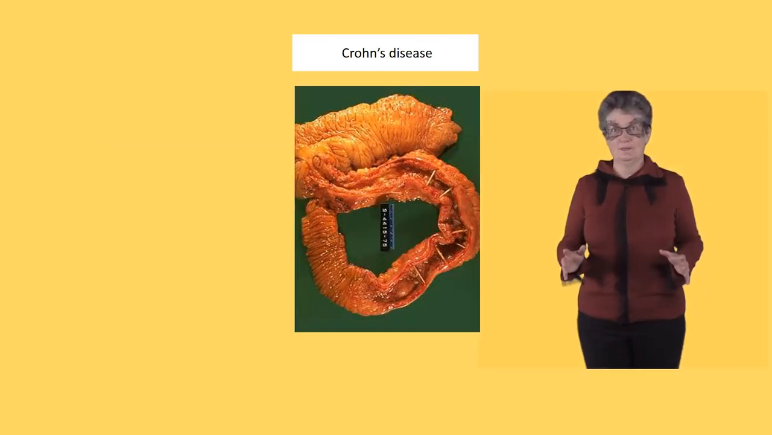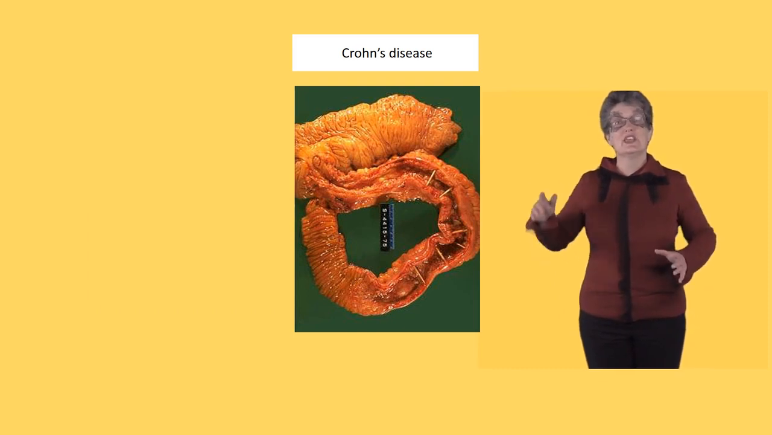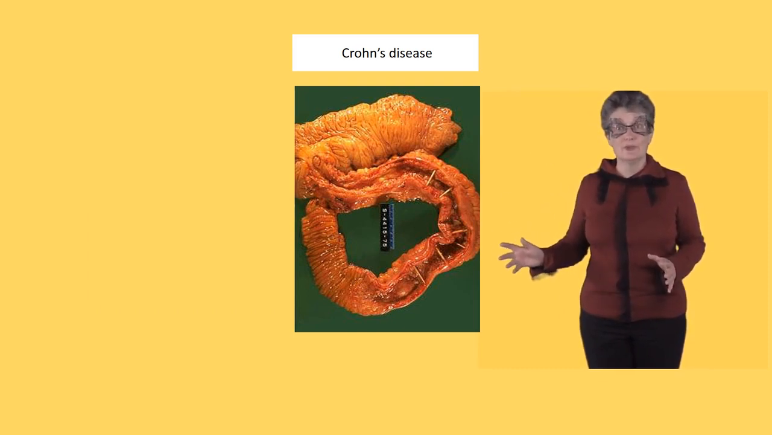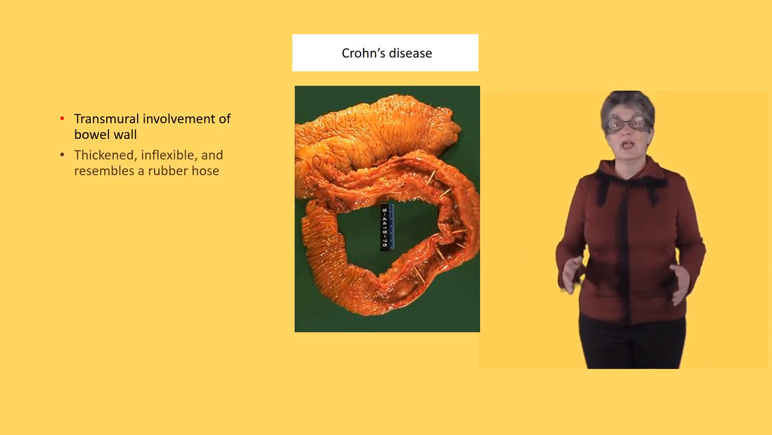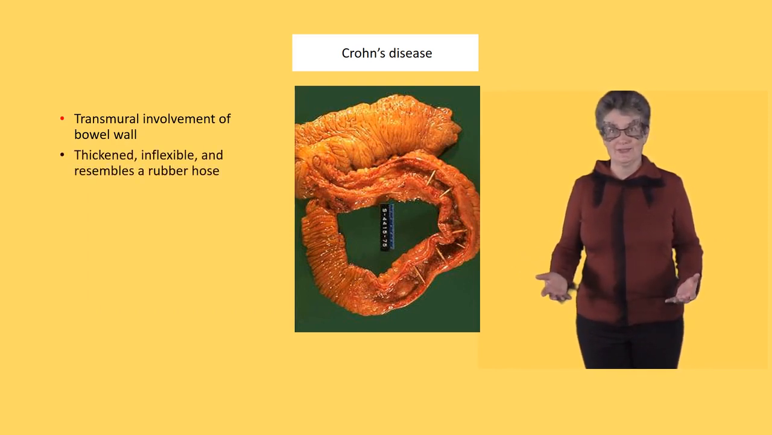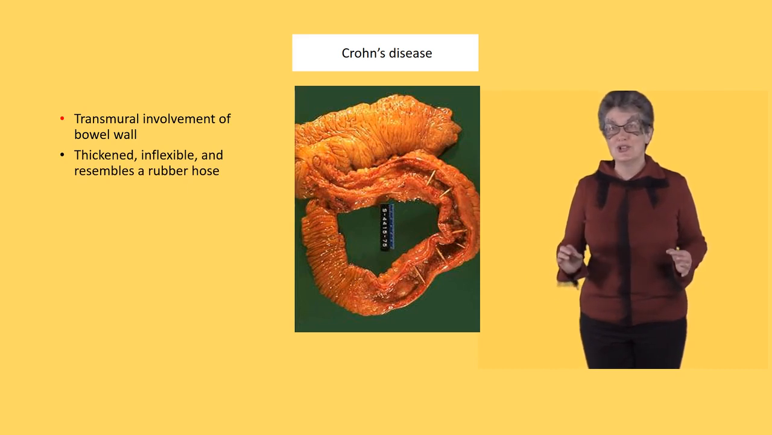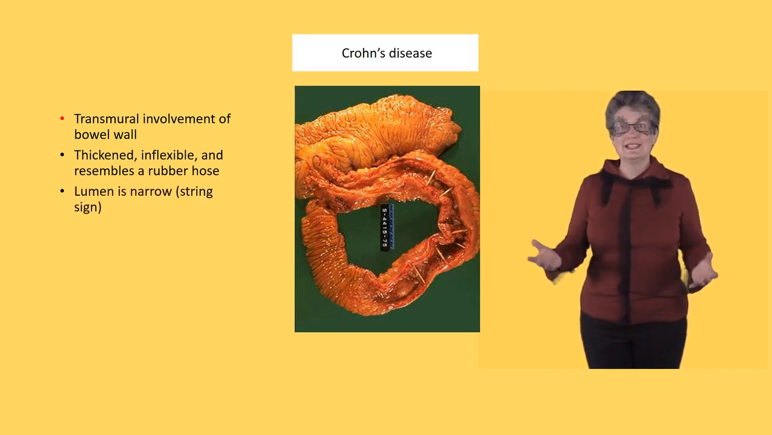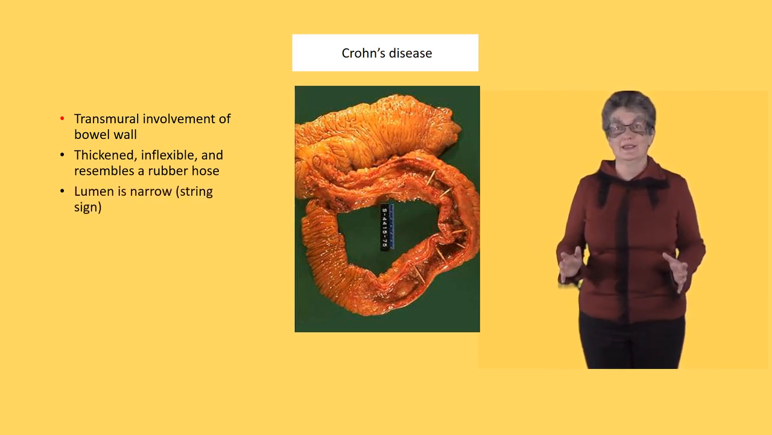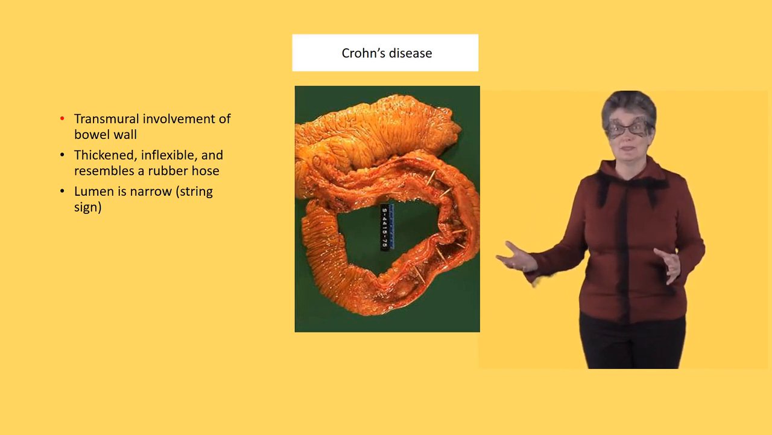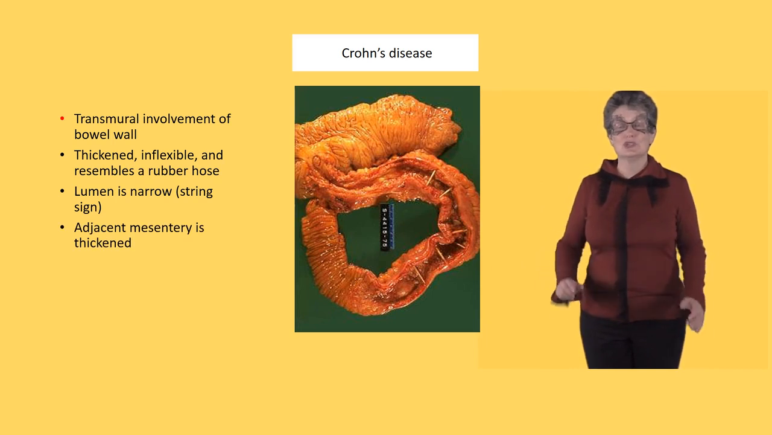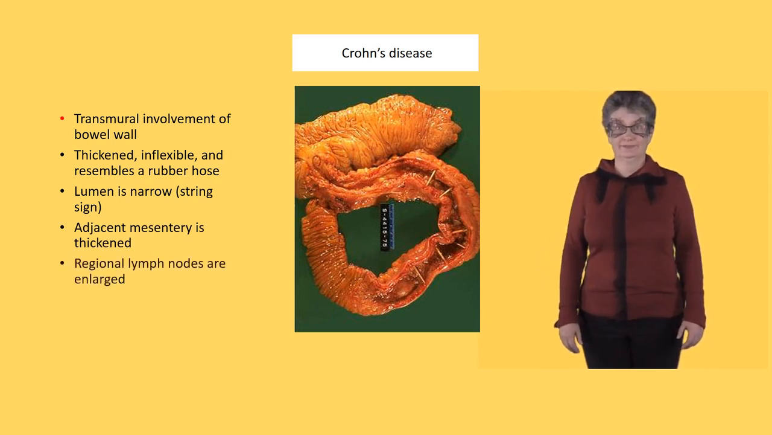Let's emphasize these points. In Crohn's disease, there is transmural involvement of the bowel wall. It becomes thickened, inflexible, and resembles a rubber hose. Radiologically, we can see that the lumen is very narrow when contrast is introduced. This is called the string sign. The inflammation extends to the adjacent mesentery, which becomes thickened, and the regional lymph nodes are enlarged.